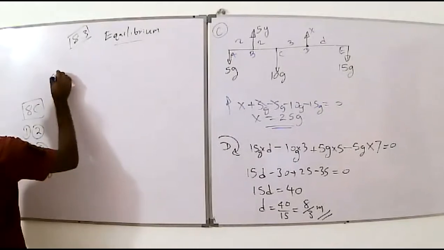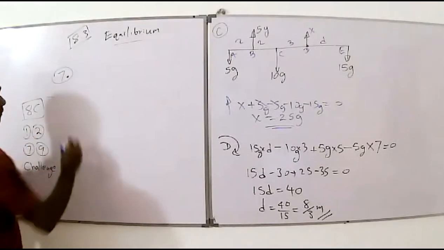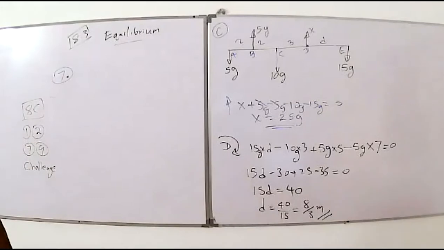Question number 7. What do we have for 7?